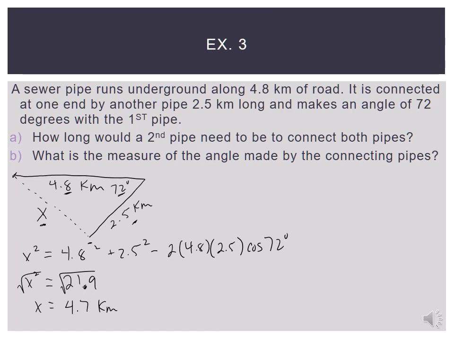The answer to B, what is the measure of the angle made by the connecting pipes? So this time I'm looking for, we'll call this Y. So I'm looking for that angle. So if we're deciding whether to use sine law or cosine law, we could technically use sine law now because I have a complete letter. I know that I have 72 degrees, and I have the side across from it, which would be 4.7. I just calculated that.